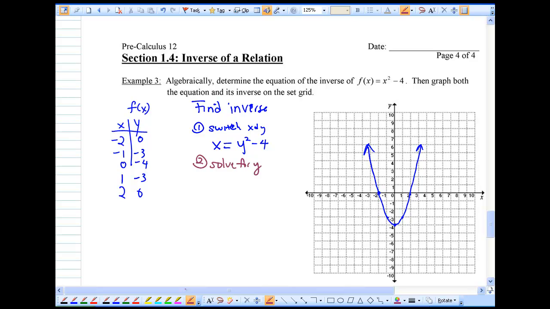So I'm going to add 4 to both sides, x plus 4 equals y squared. I've got to get rid of that square, so I'm going to take the square root. Be careful when you do that, because you better put a plus or minus in front.